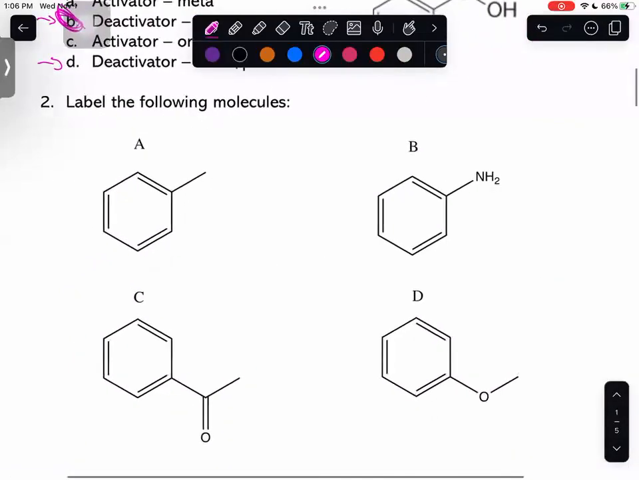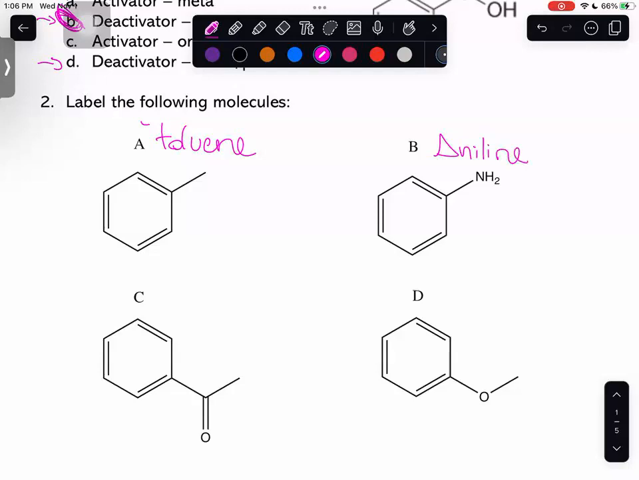Okay, now. You label the following molecules. This is from 15. Once you get the 4 names, just raise your hand. A, polyamine, B is aniline, C is acetyl. B is anisole. Anisole.